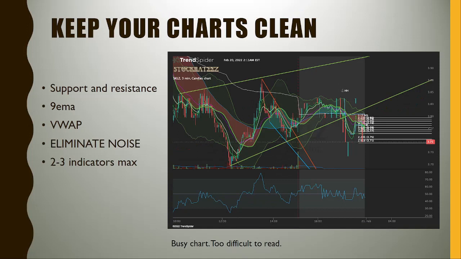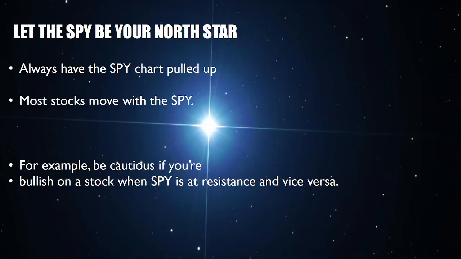You don't want to have too many indicators. You just want to have support, resistance, maybe a 9 EMA or VWAP. Eliminate the noise. Have only 2 or 3 indicators max and use them well. See, like this chart here on the right, it's got too much going on, too many trend lines, Bollinger Bands, Fibonacci. You can't really get an idea of what's going on when your chart is too busy. So keep your charts clean.